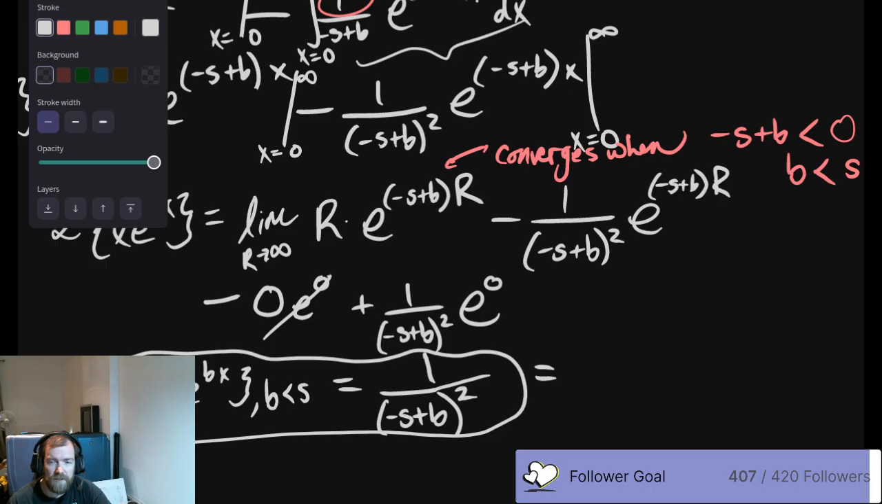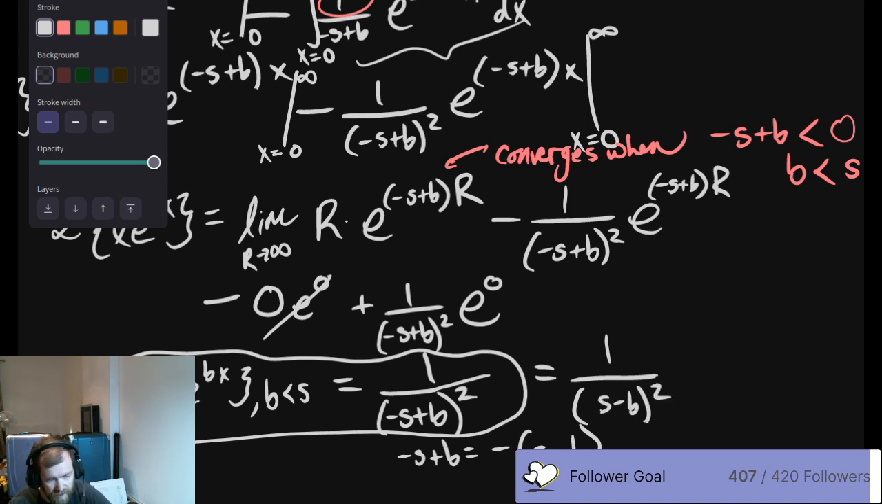Also, this is another interesting thing. Negative s plus b is equal to negative parentheses s minus b, which in this particular case is 1 over parentheses negative s minus b squared. And if we give the square to each part, it's 1 over s minus b squared times 1. So it's perfectly possible to say, oh, well, it's this too.